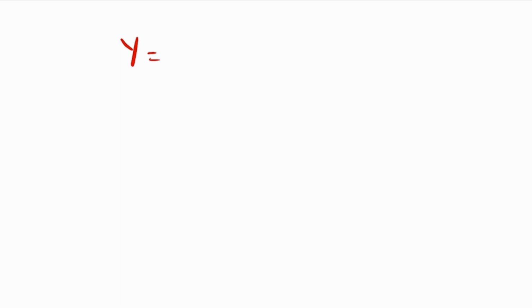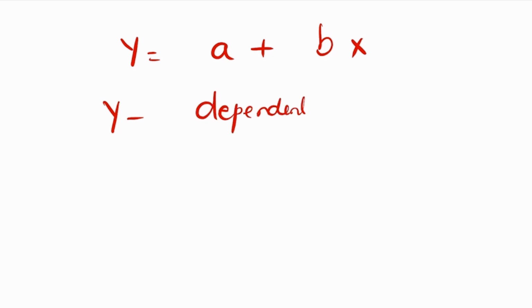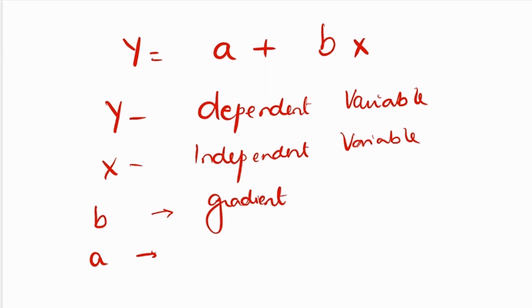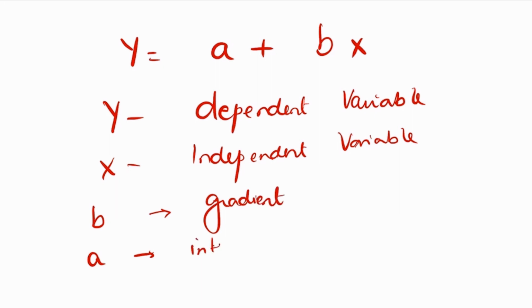I was discussing y is equal to a plus bx, where y is my dependent variable, x is the independent variable, and b and a. B is the gradient and a is the intercept.